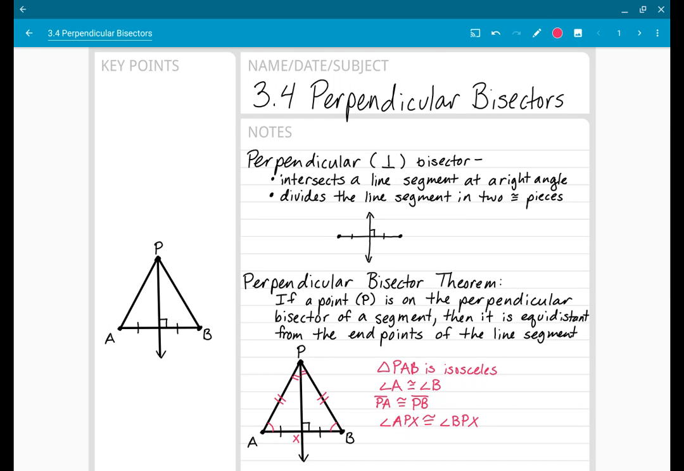Today we're learning about perpendicular bisectors and how they interact with triangles specifically. So to review, a perpendicular bisector is a line or a line segment that intersects a line segment, so that part has to be a line segment, at a right angle, and in doing so, it divides the line segment into two congruent pieces. I'd recommend you redraw that little diagram.